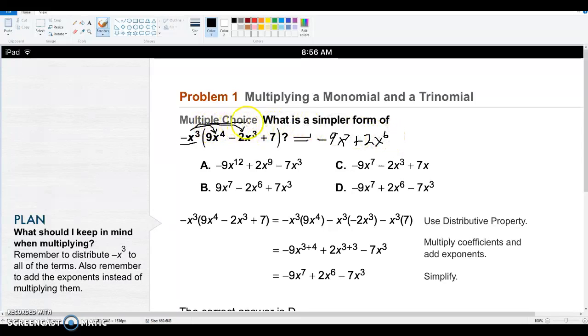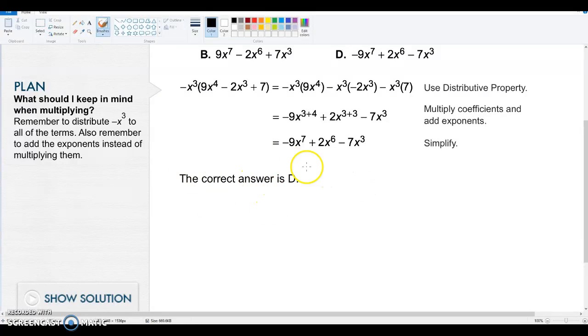And then we do the last term, negative x cubed times 7. We have a negative times a positive. That gives us a negative. Our only constant is a 7. And then there's no x here with the 7, so we just bring over our x cubed. So, negative 9x to the 7th plus 2x to the 6th minus 7x cubed. And so then the answer is D. Okay, and when they work it out, they get the answer is D.